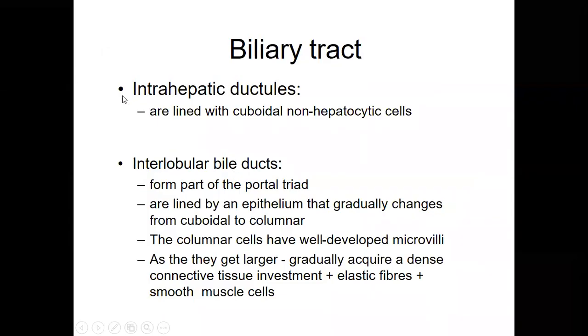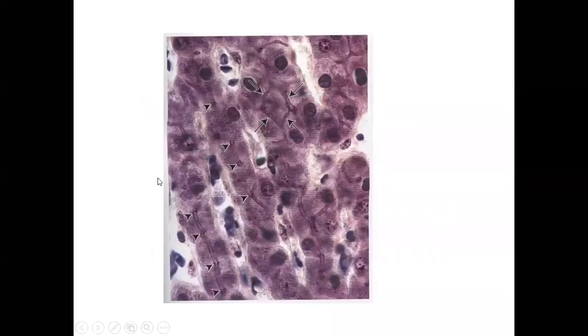For the intrahepatic ductule, it is larger, lined with cuboidal non-hepatocytic cells. And the larger one is the interlobular bile duct, which forms part of the portal triad. Oh, sorry, this is a smaller one. Sorry.